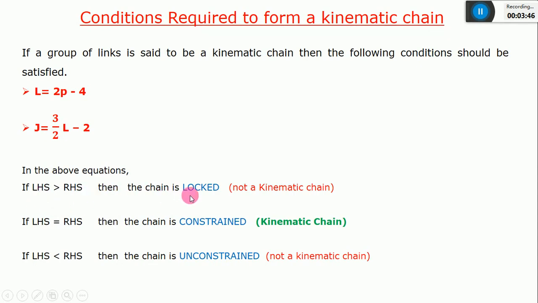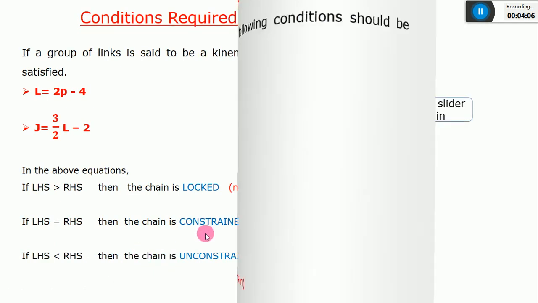First case, that is a locked chain. Case 2, constrained, that is a kinematic chain, and the last one, unconstrained. Based on the conditions, if the LHS is equal to RHS, I can call it a kinematic chain. Otherwise, it is a locked chain. Otherwise, unconstrained, based on the LHS value, whether it is greater than or less than. We have discussed these 3 cases in the previous class, right?